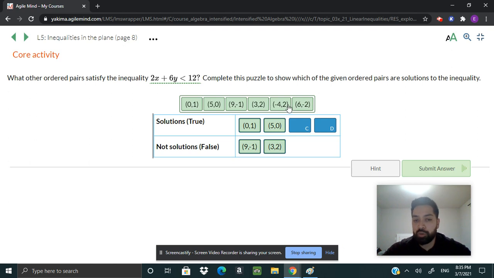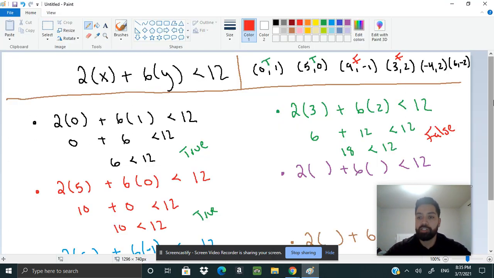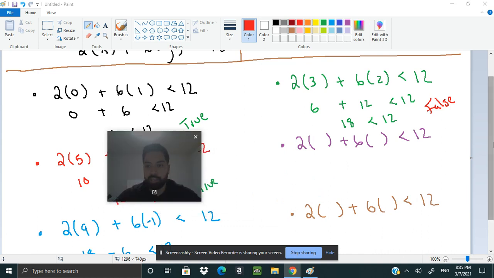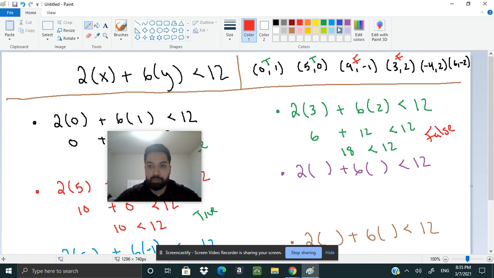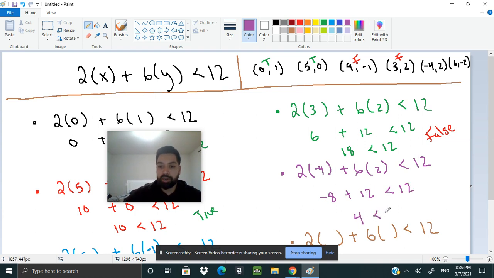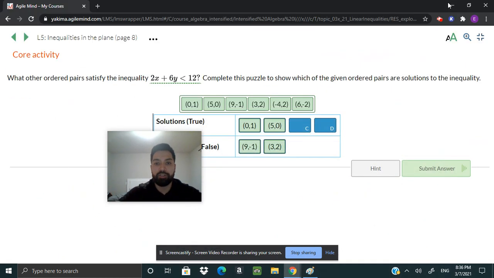Now, we can assume that these two will be true, but just in case we made a mistake over here, it's safe to go ahead and check these anyways. So negative 4 and 2, let's go check that one next. Plug those in. Okay, substitute them. 2 times negative 4 is negative 8, plus 12. Negative 8 plus 12, that's going to be positive 4. Is positive 4 less than 12? This one would be true. Okay, so we would put that under the true category.